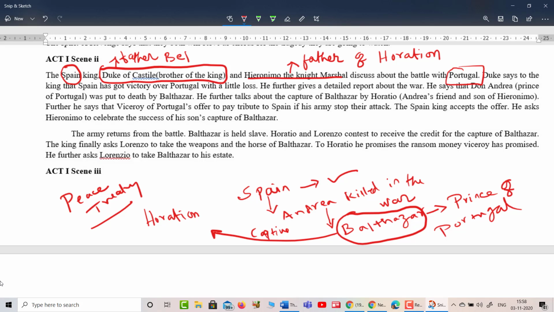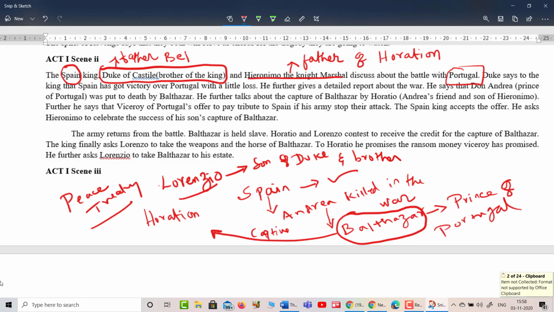So in the meantime, what happens is, Balthazar, son of Duke of Castile, is... where is that? Okay. Lorenzo. Okay. Who is Lorenzo? Son of Duke and brother of Bel-imperia.